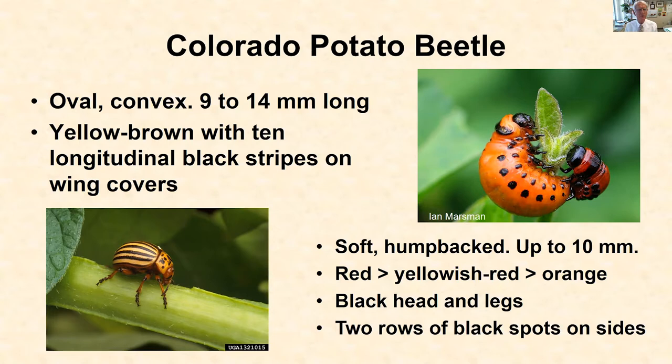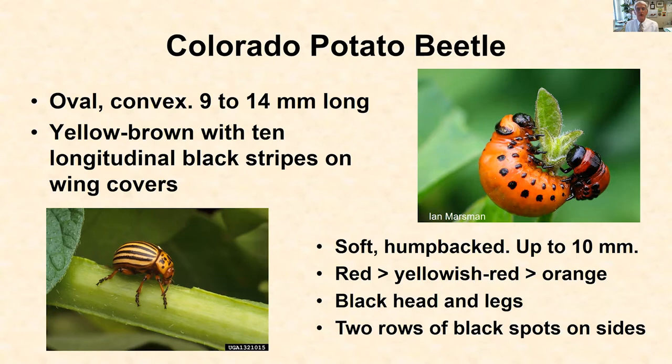It's familiar to a lot of people. It's oval, 9 to 14 millimeters long, which means approximately half an inch in body length, but very convex, almost as tall as it is wide in the adult stage. It's yellow to brown with those 10 black stripes, and those stripes are what give it its name, Leptinotarsa decemlineata. The species name says 10 lines, so it tells you right away that that's a prominent feature of this beetle. So those black stripes on the wing covers and the fact that it's on your potato crop is a good indication of how you would recognize it.